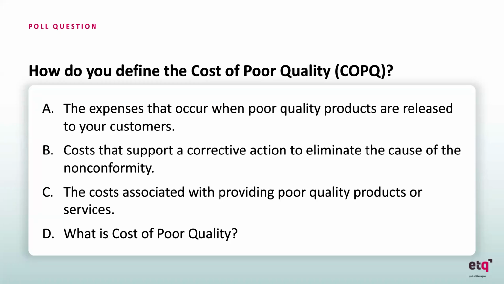Wow, this is great. We got a smart group here with us today. The correct answer is C, the costs associated with providing poor quality products or services. Very good. So just one more.